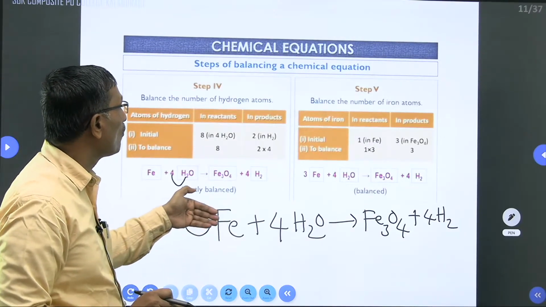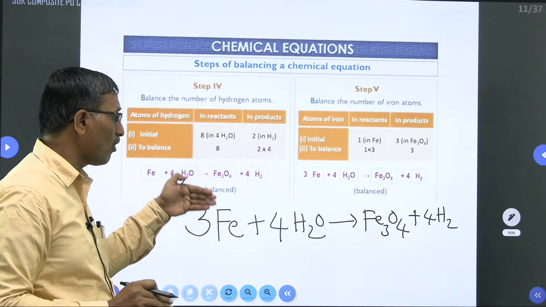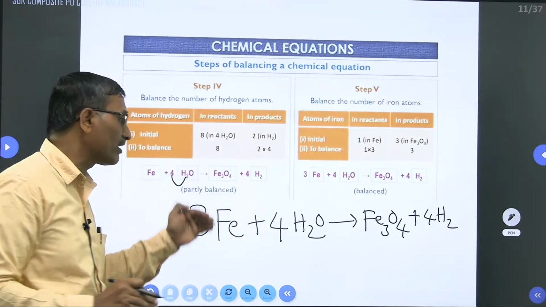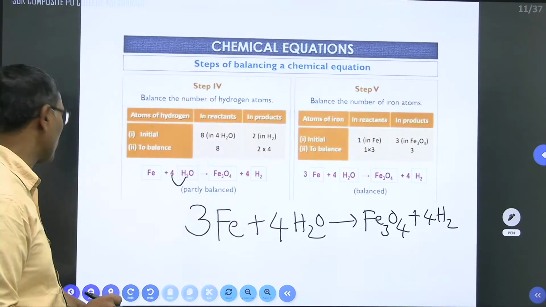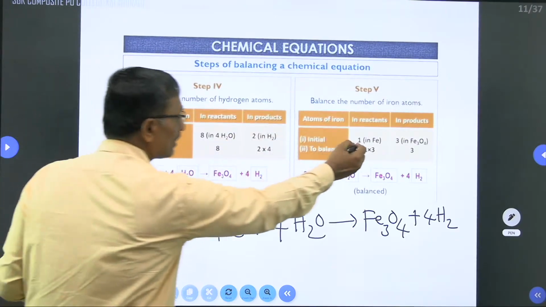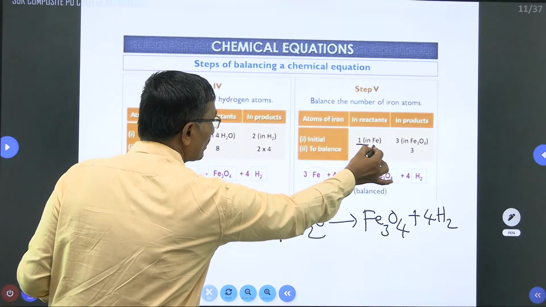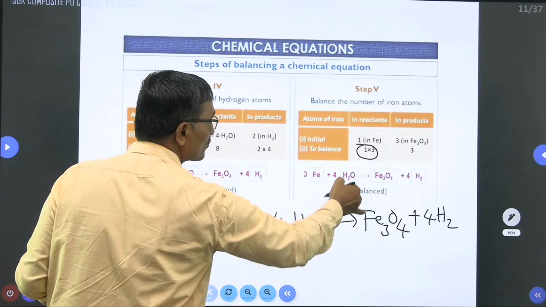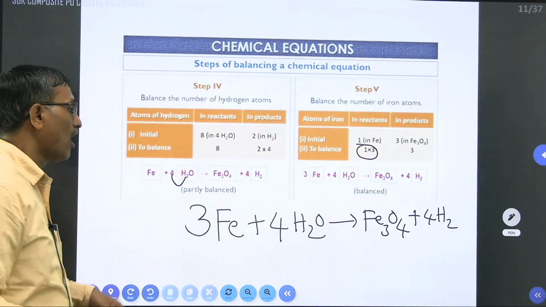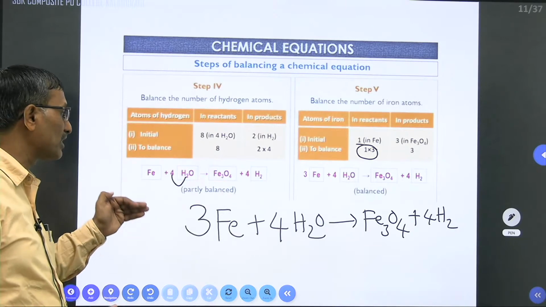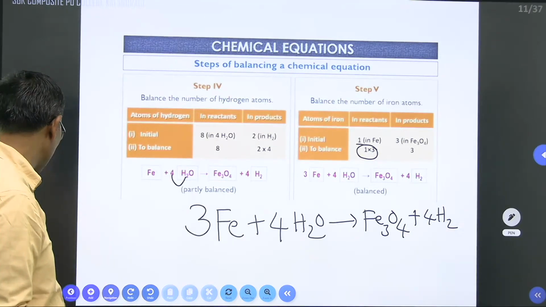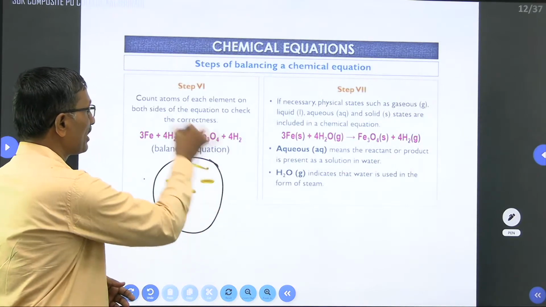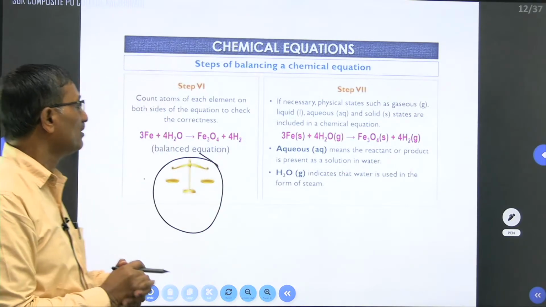Like this, you have to follow all these steps. You have to balance individual atoms, on the reactant as well as the product side. So initially only one iron atom is there. Now we are multiplying by 3, 1 into 3, that is 3. So in this way, all the individual atoms are balanced, both on the reactant and product side. Now this is a balanced chemical equation.